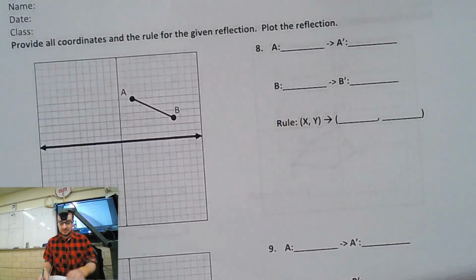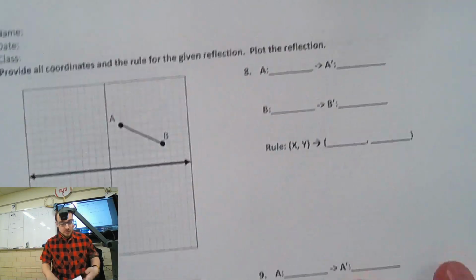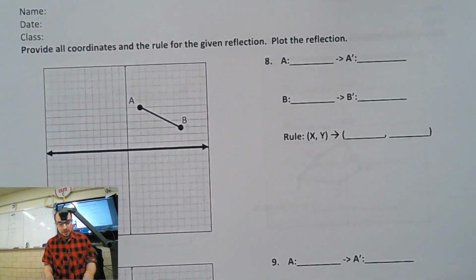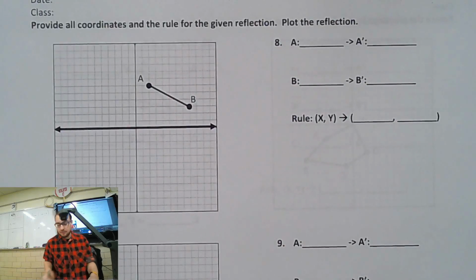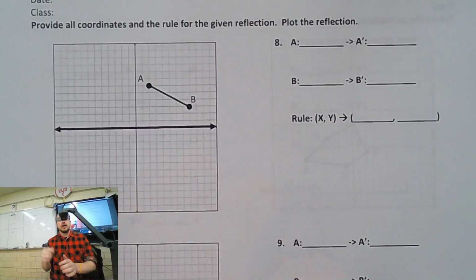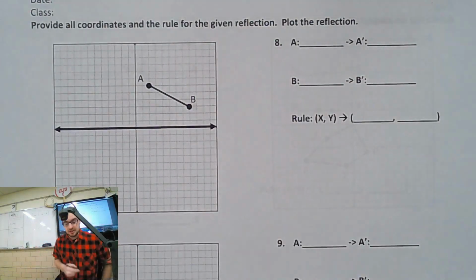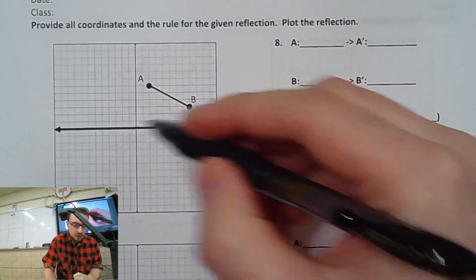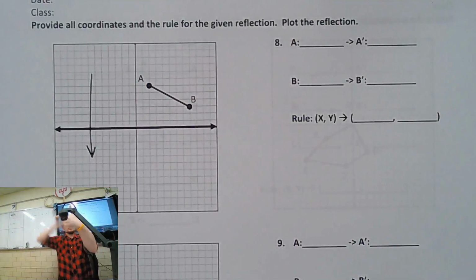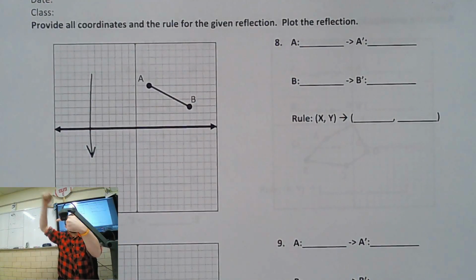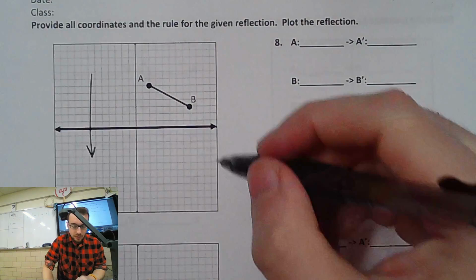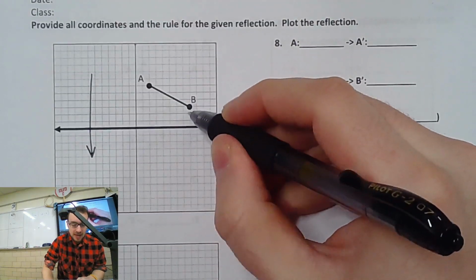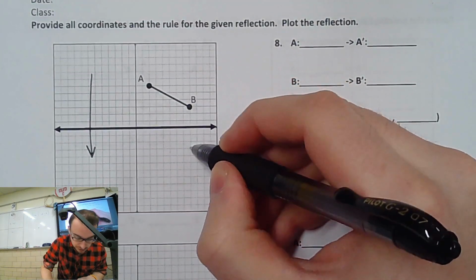Moving on. Number 8. Provide all coordinates and the rule for the given reflection, and then plot the reflection. So you need to graph it. Well, check it out. This is an easy reflection. It's right over the axis, right? So here's what we've got to do. B is 3 away, right? We're flipping it this direction. What kind of a flip is that? Is it horizontal or vertical? Vertical, right? So it needs to be 3 away vertically from the axis, right? So afterwards it needs to be 3 away.